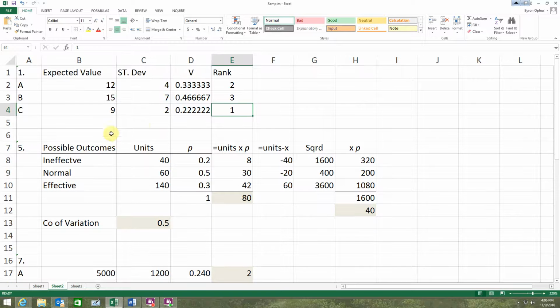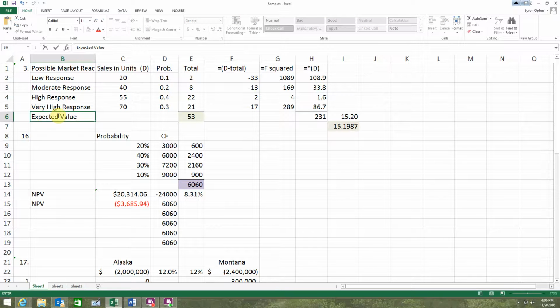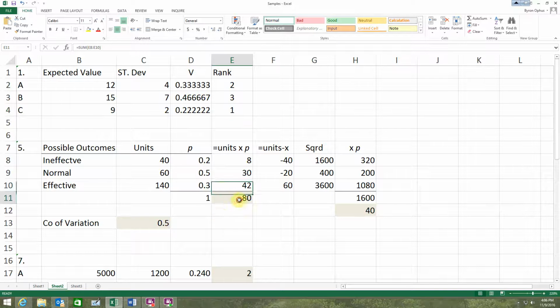Well, remember, the coefficient of variation is the standard deviation divided by the expected value, okay? And remember, when we did 3, we ended up with this, which I should have plugged in there, that this is the expected value. And so when we do 5, we're going to calculate that expected value, and then we're going to calculate our standard deviation, and we divide the one by the other, and we end up with our coefficient of variation.